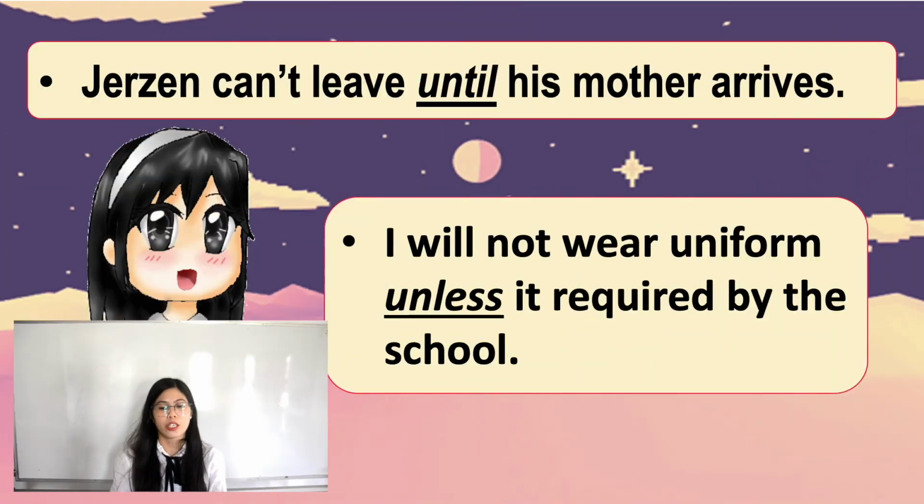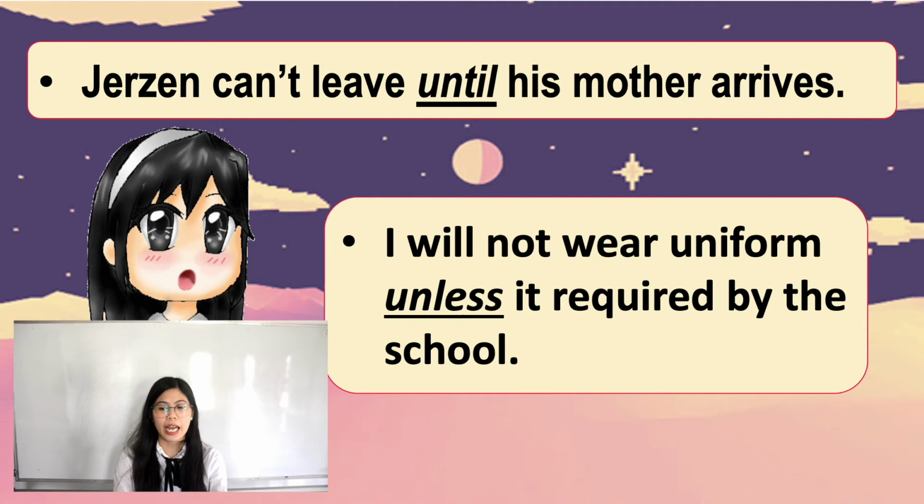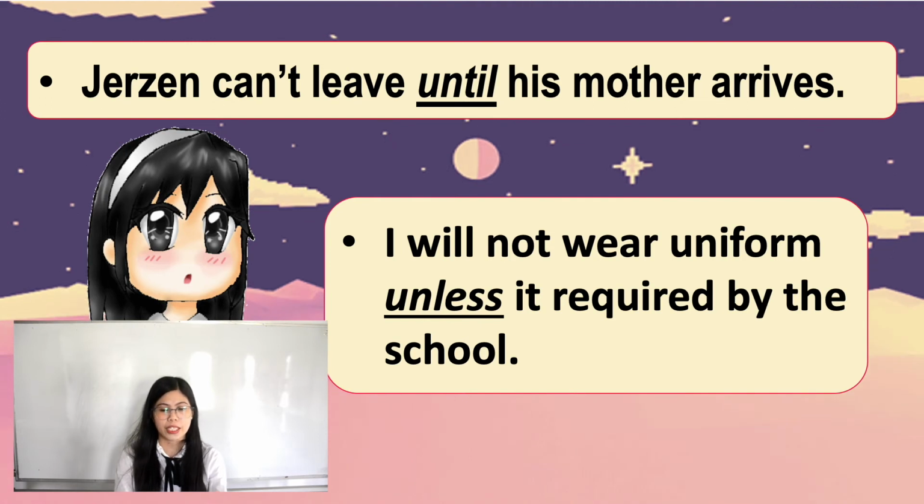Another example: Jerzen can't leave until his mother arrives. So what is the subordinating conjunction used in the sentence? Okay, so we have the word until. Now which part of the statement is the dependent clause? Okay, so the dependent clause is until his mother arrives because it doesn't express a complete thought and it started with the subordinating conjunction until.